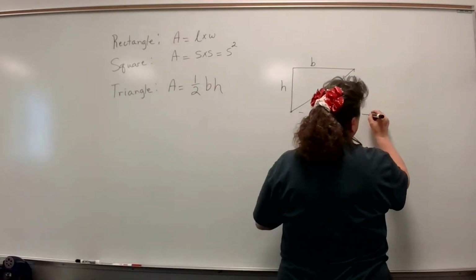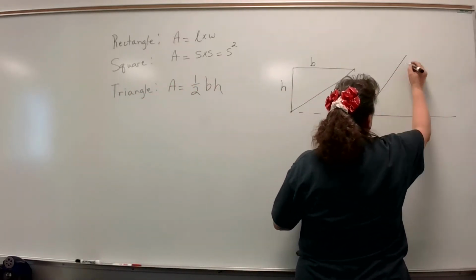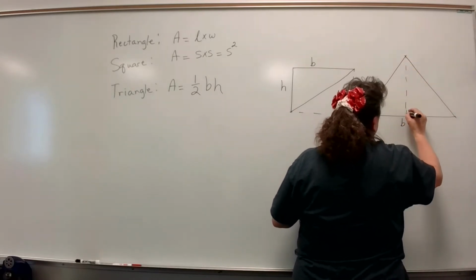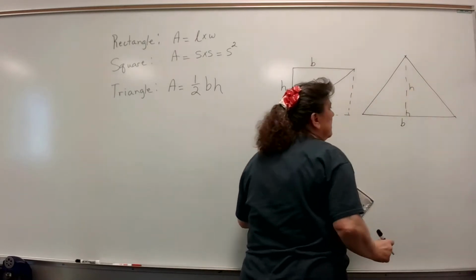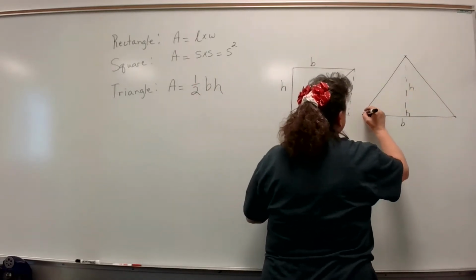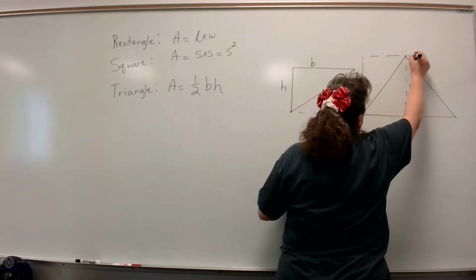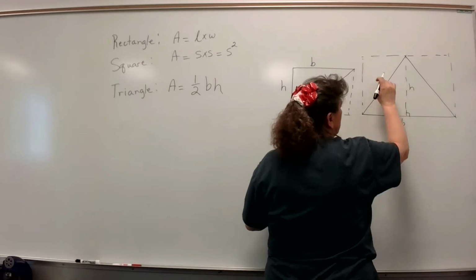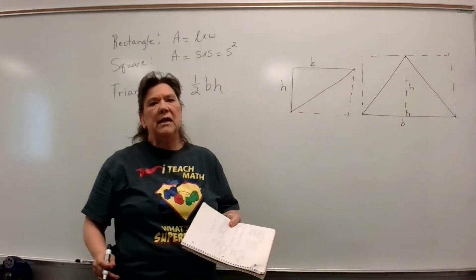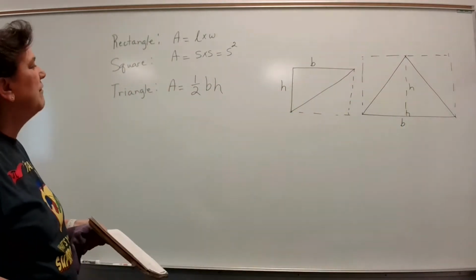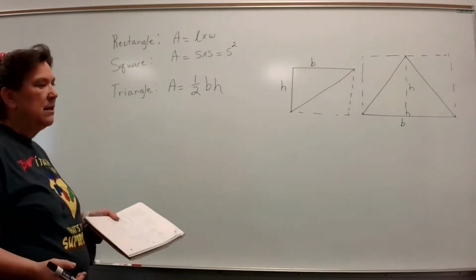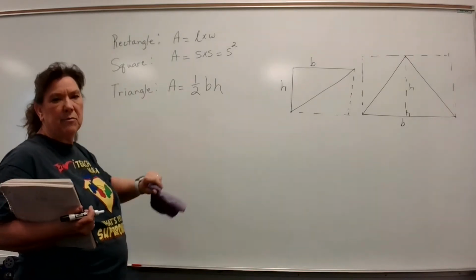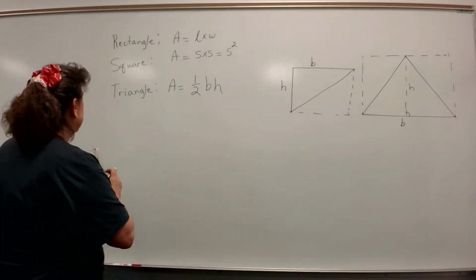Another shape, we could draw a triangle like this. This would be the base, and this would be the height. But again, I could turn this into a rectangle. And this shape matches that one, this one matches this one. And so again, half of that rectangle is the area of a triangle. So remember that a triangle is nothing more than half a rectangle. So it's half base times height.